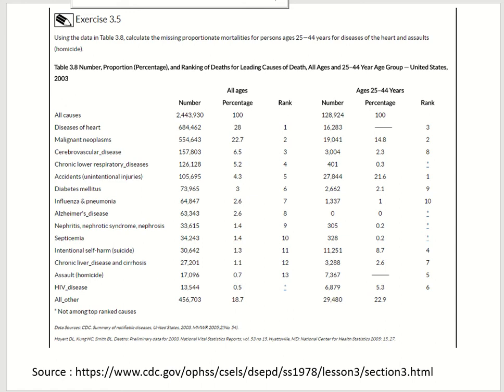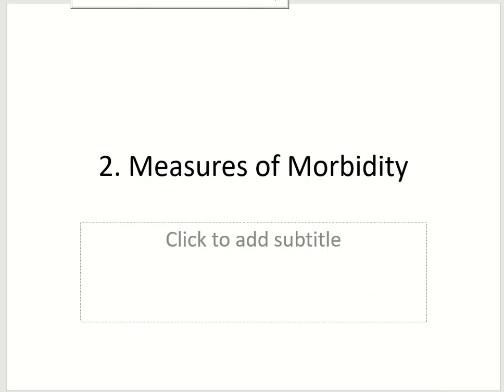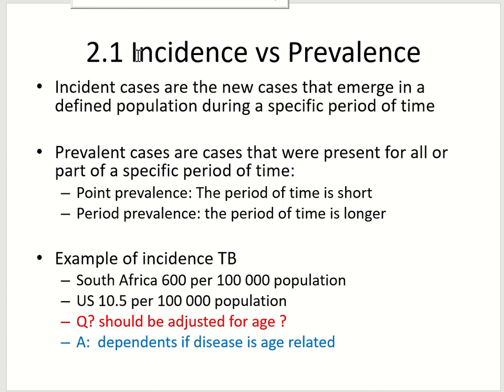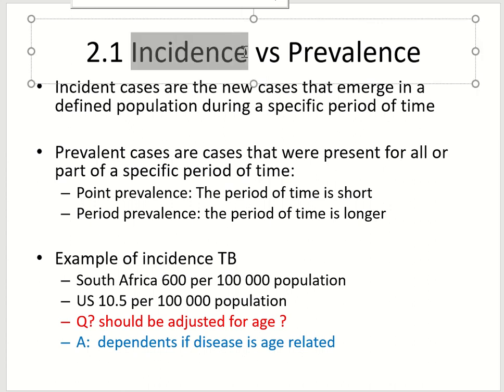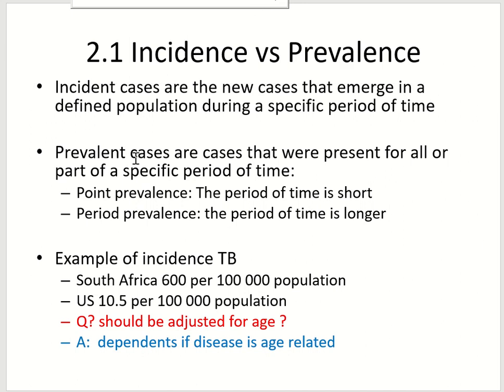Next, we're going to start looking at morbidity, measures of disease. And when you do that, the first thing you have to differentiate when you're looking at disease is the difference between incidence versus prevalence. So what's the difference between the two?